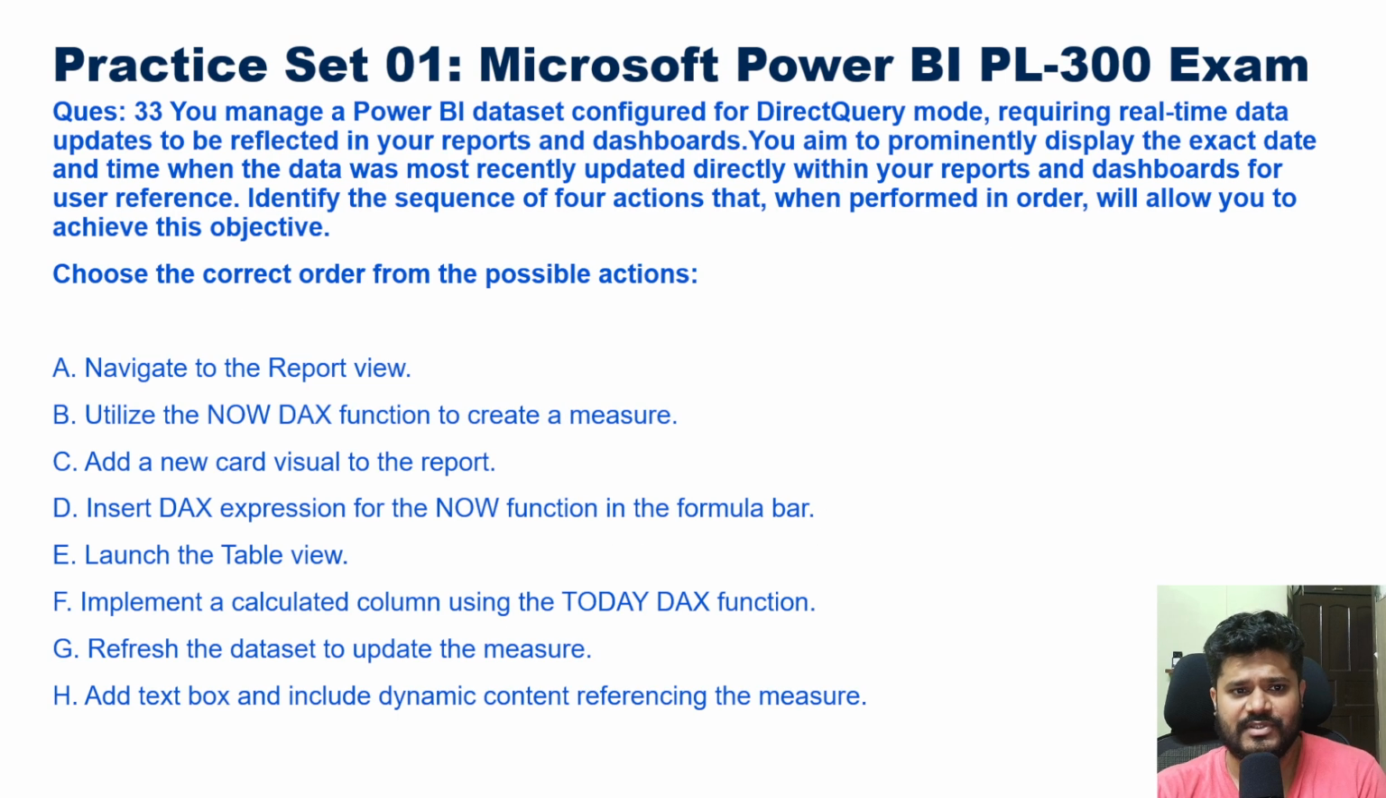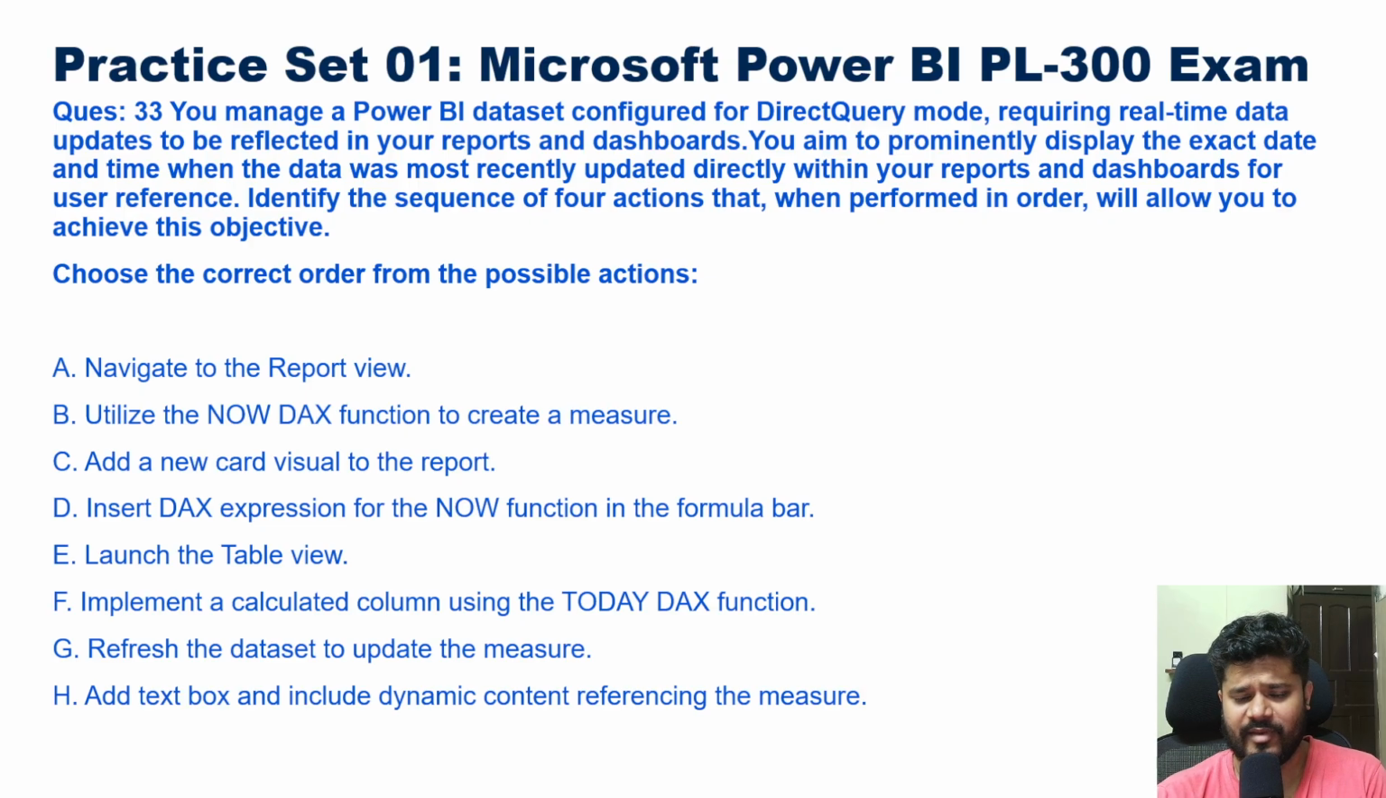So the question says: you manage a Power BI dataset configured for DirectQuery mode, requiring real-time data updates to be reflected in your reports and dashboards. You aim to prominently display the exact date and time when the data was most recently updated directly within your reports and dashboards for user reference. Identify the sequence of four actions that, when performed in order, will allow you to achieve this objective. Choose the correct order from the possible actions.